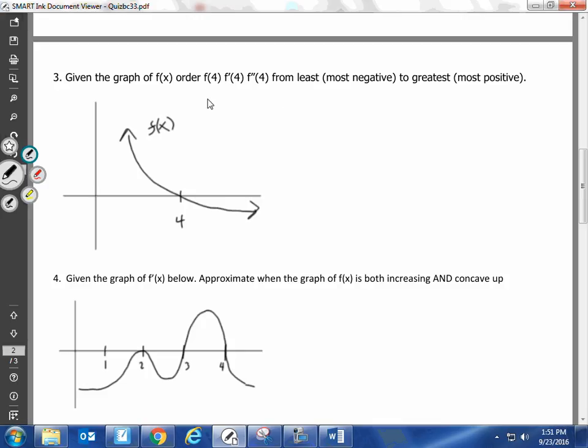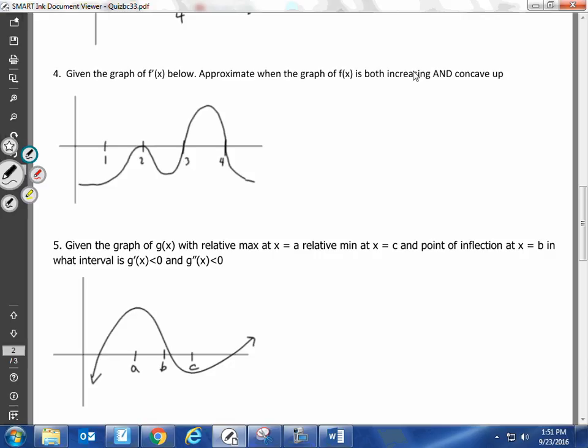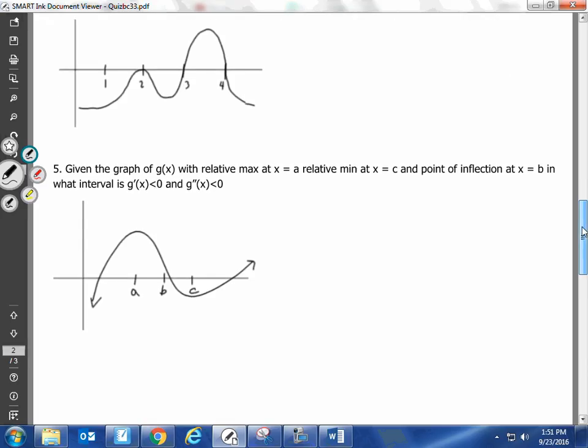Remember, f of 4 is the function value. f prime of 4 is talking about the tangent slope. How can you find f double prime of 4? Well, look at the concavity. If you're given f, that'll help you. Number 4, approximate when the graph of f is both increasing and concave up. We just did examples just like that. Use number lines, that'll help you.